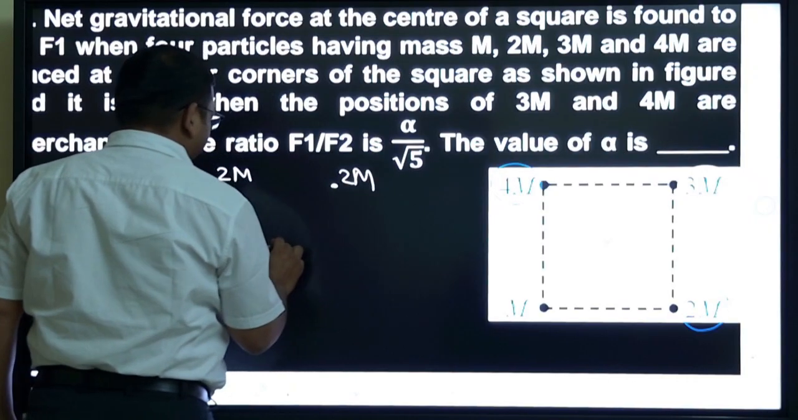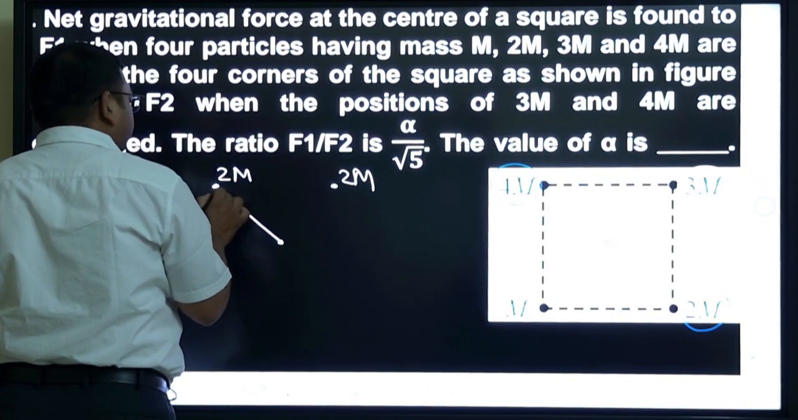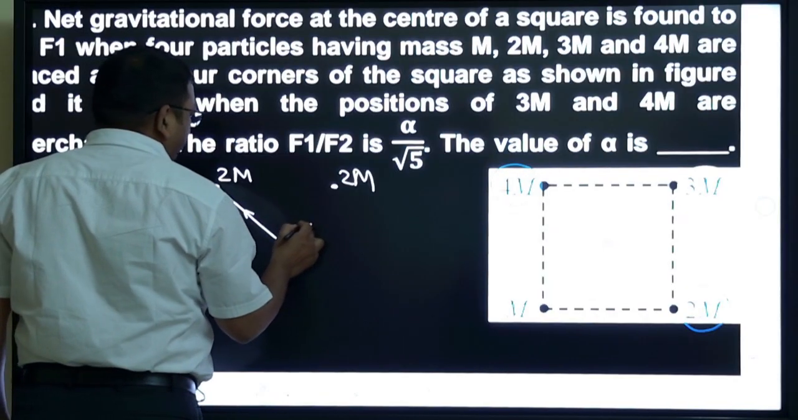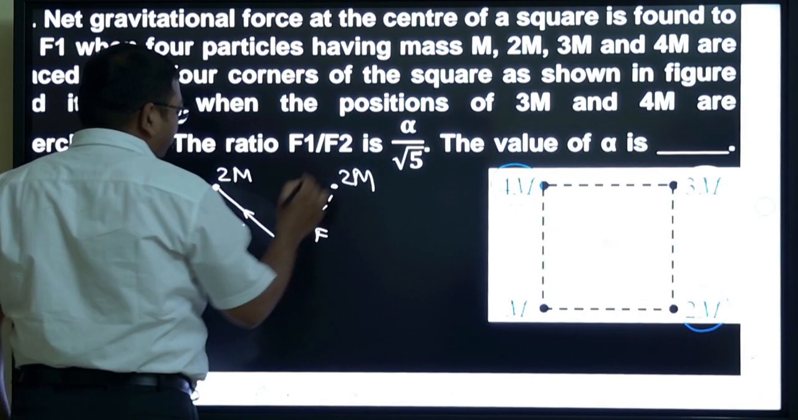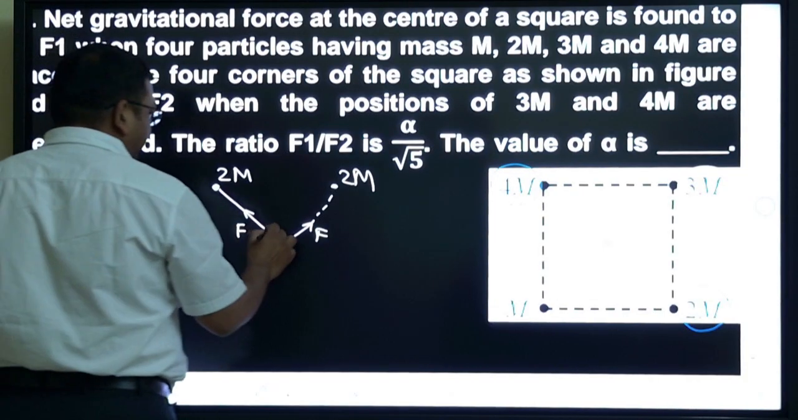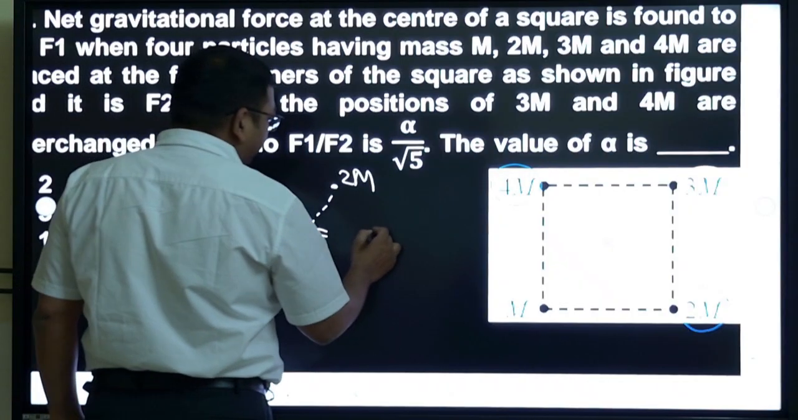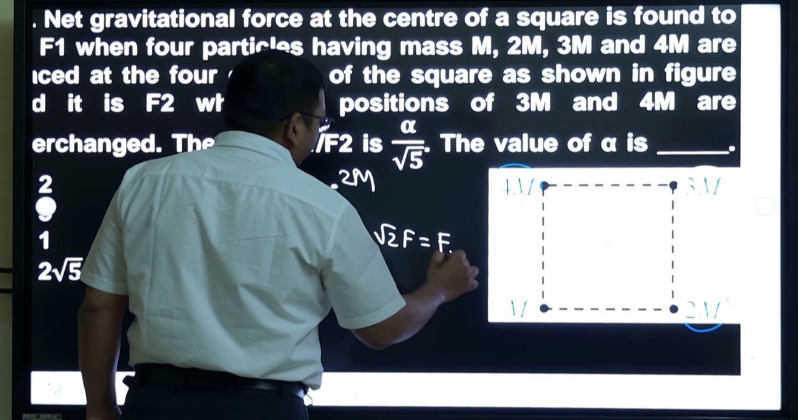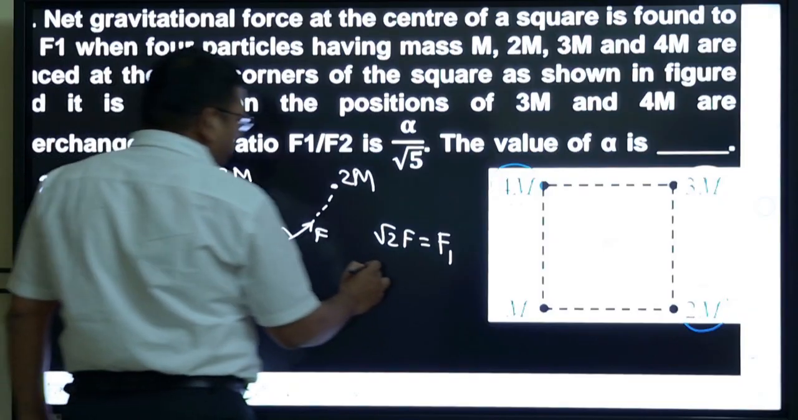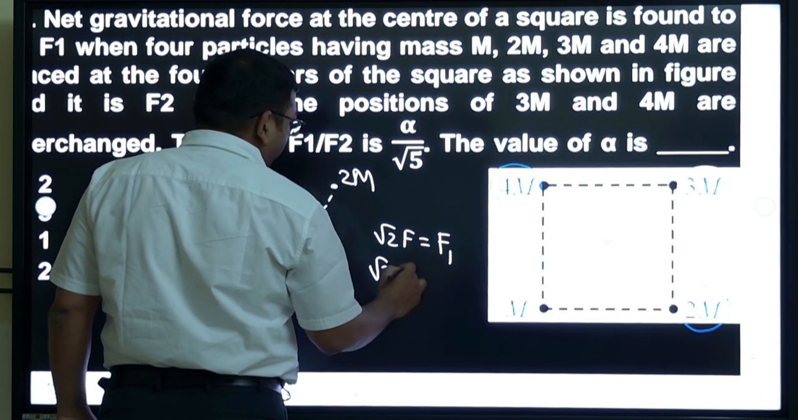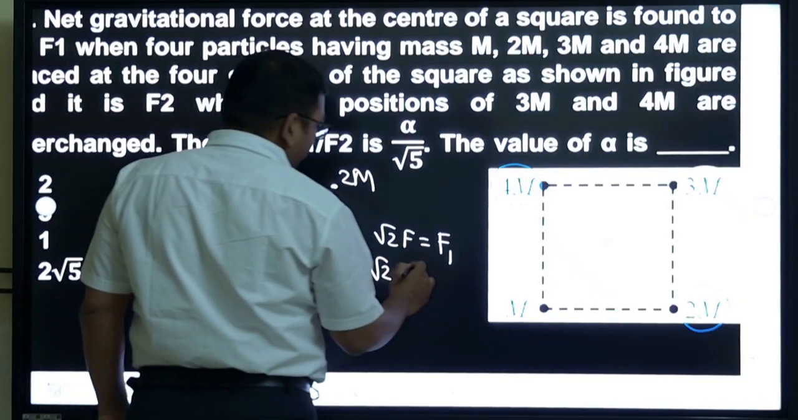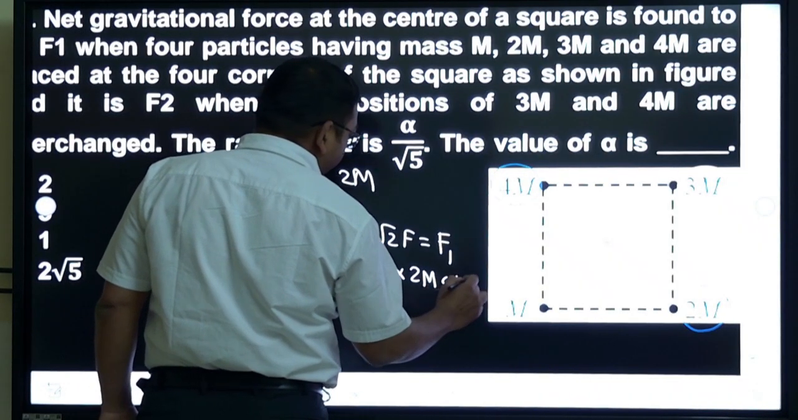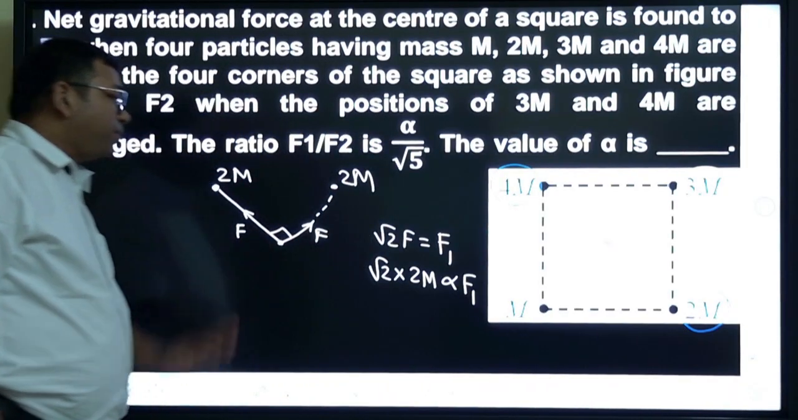Now, due to this, at this point, let us consider that this field is E, or let us write this as F. F is nothing but the field, and this is 90 degree. So F at 90 degree will become root 2 F. This I am going to write as F1, and F is due to 2m. So this root 2 into, it is proportional to that mass, right? So 2m, G also will be there. So let us write this as proportionality. F1 will be proportional to this.